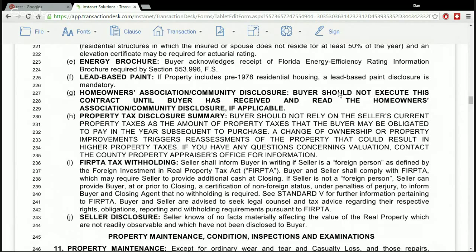HOA disclosure. If there's an HOA community, it says that buyers should not execute the contract until they've received and read the homeowners association disclosure. That's a disclosure to the buyer. Property tax disclosure summary. This basically says don't rely on the current tax amount to project what your future taxes on the property will be. They'll use the current amount to prorate at closing. However, anytime a property changes hands, it triggers a reassessment of the property, and therefore there could be significant differences in the amount of taxes owed.